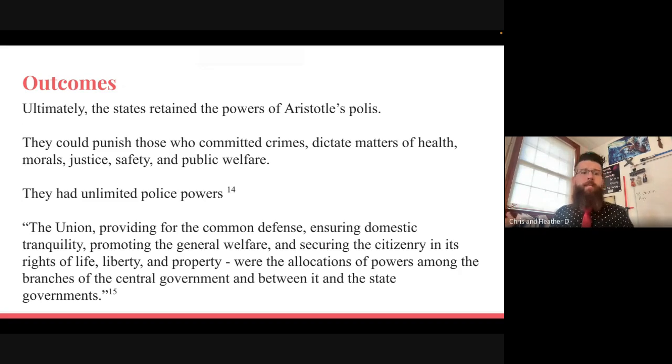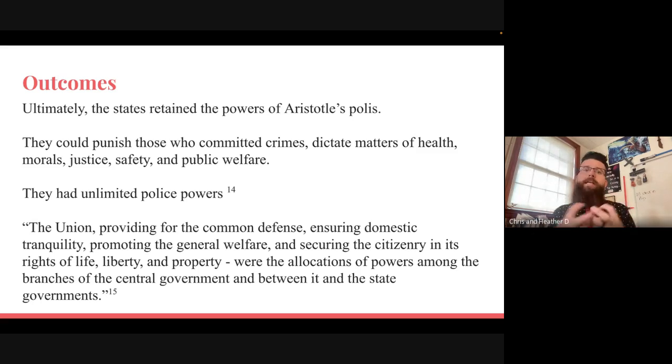So the outcomes ultimately, the states retain the powers of Aristotle's polis. I mean, that's what comes out of this convention, that the state still retains power almost as Aristotle would have in these city-states. They could punish those who committed crimes, dictate matters of health, morals, justice, safety. They could care for the public welfare of the people, and they had unlimited police power. But the union, the overall central government, was providing for the common defense, ensuring domestic tranquility, promoting the general welfare, securing the citizenry of its rights, life, liberty, property, were the allocations of powers among the branches of the central government. And it also was part of the state governments as well.